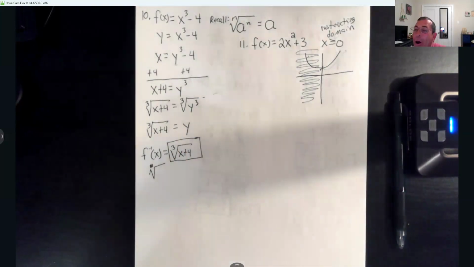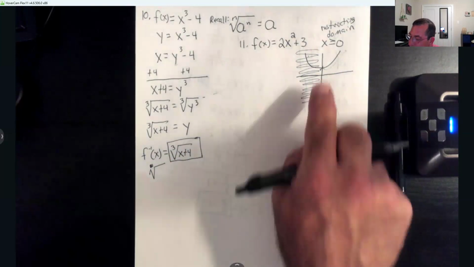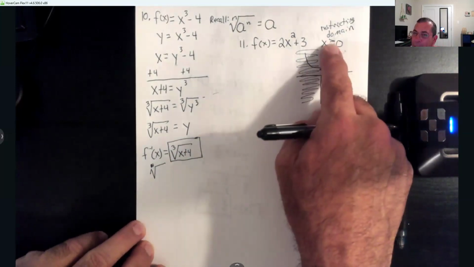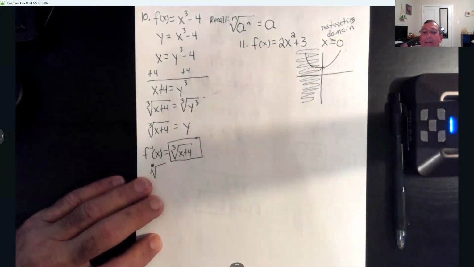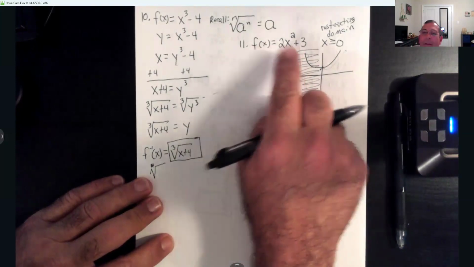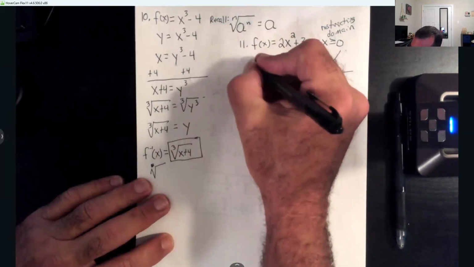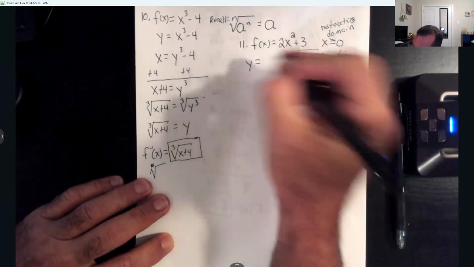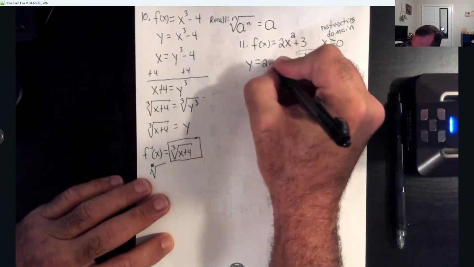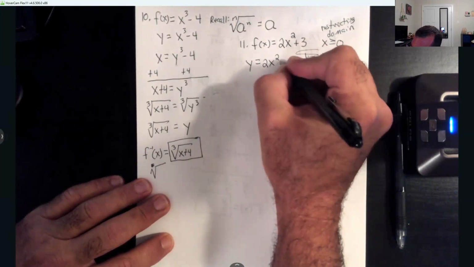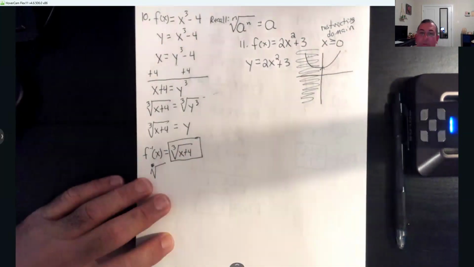So like I said, they're all going to be 1 to 1, and the ones that ain't, they're going to restrict it, okay? So y'all, since we know it's 1 to 1, we're going to replace the f of x with a y. So y equals 2x squared plus 3.